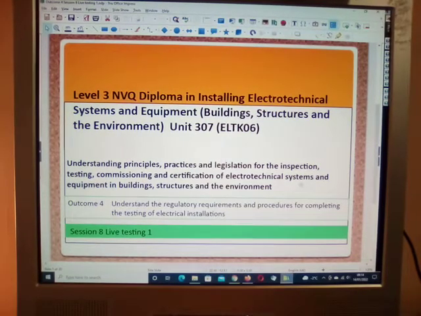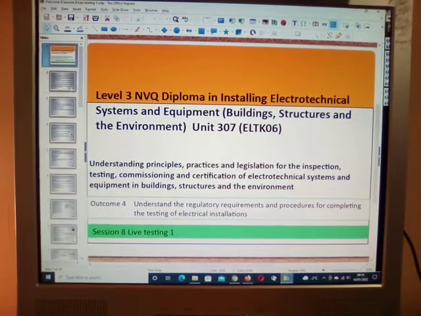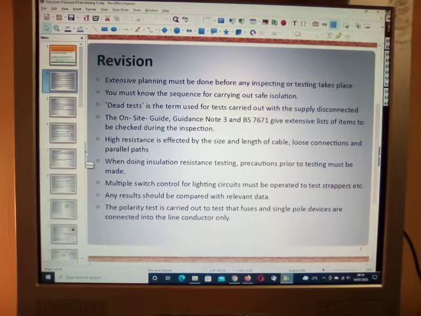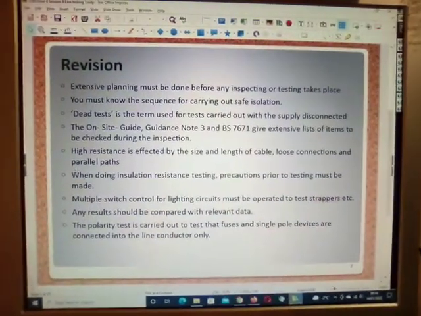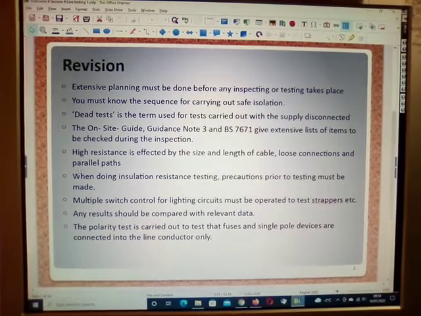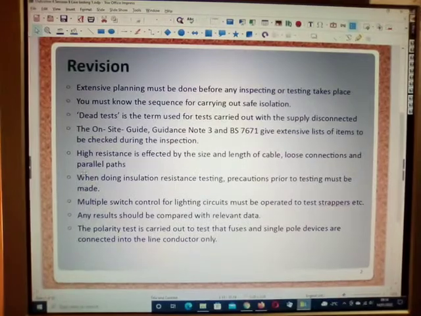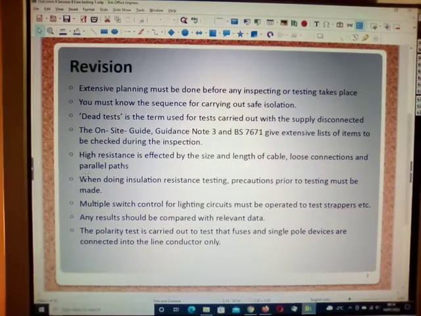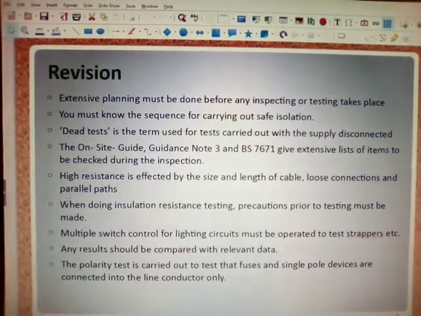Now, you need to make sure that you're compliant with the IEE regs, stroke IET regulations, okay? Irrespective of which edition is in play at that point in time. Currently, it is the 18th edition of the IEE regulations. Okay, this is revision for us. This is what you'll need to be aware of and what we're going to be looking at.